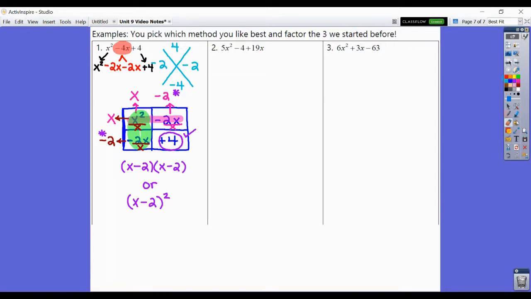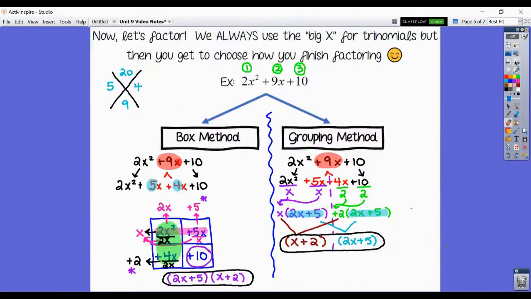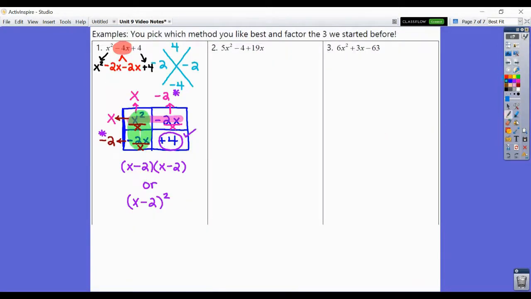For problem number 2, let's reference back to the front page of our notes. Again, that's this third one where we have negative 20 up top of the x, 19 at the bottom, and then 20 and negative 1. So let's copy that down. Again, negative 20 up top, then we have 19 in the bottom, and then we have 20 and negative 1.